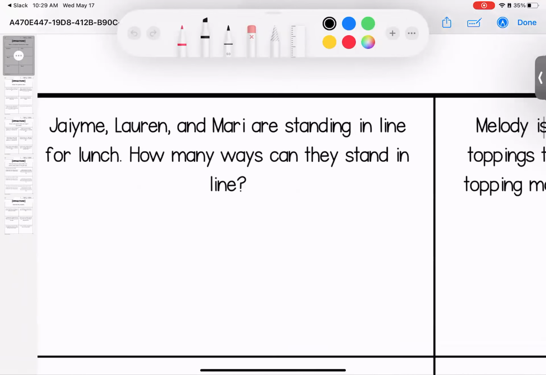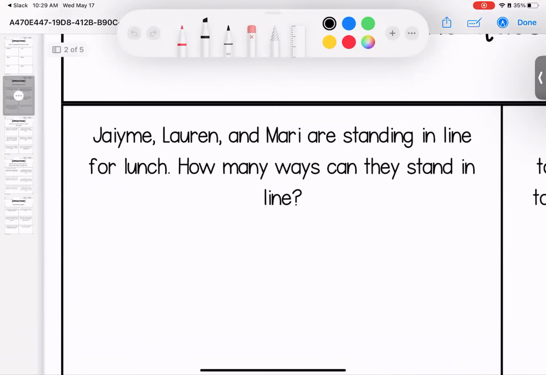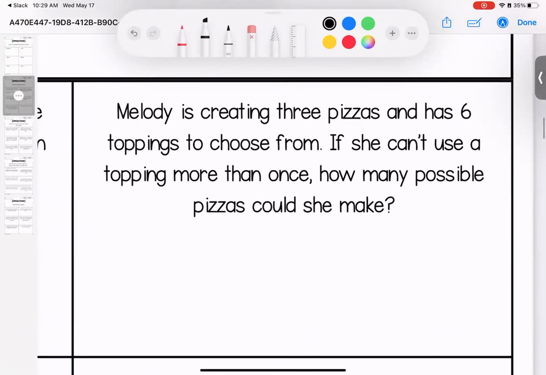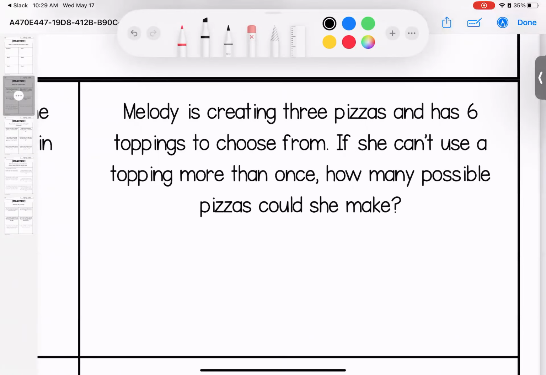All right, looking at some questions. It says that Jamie, Lauren, and Mary are standing in line for lunch. How many different ways can they stand? Well, the first place has 3 options. Second place has 2 options. Last place would only have 1 option. 3 times 2 is 6 times 1 is 6. So there's 6 options.